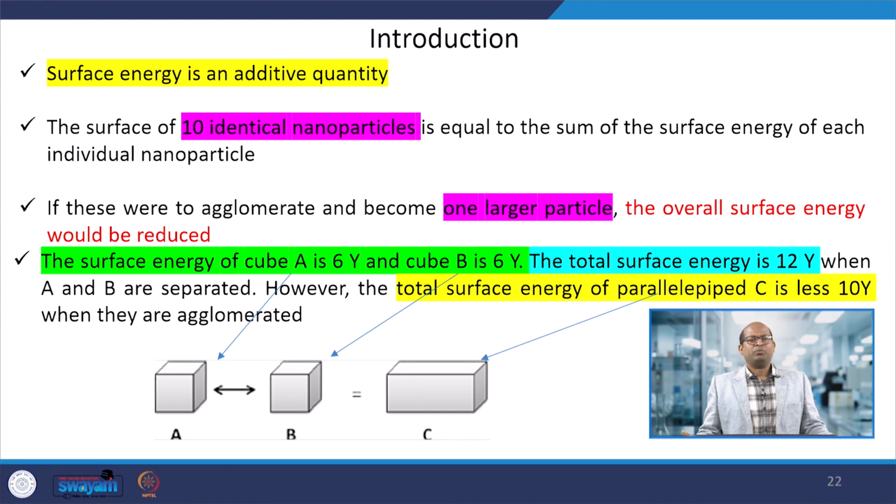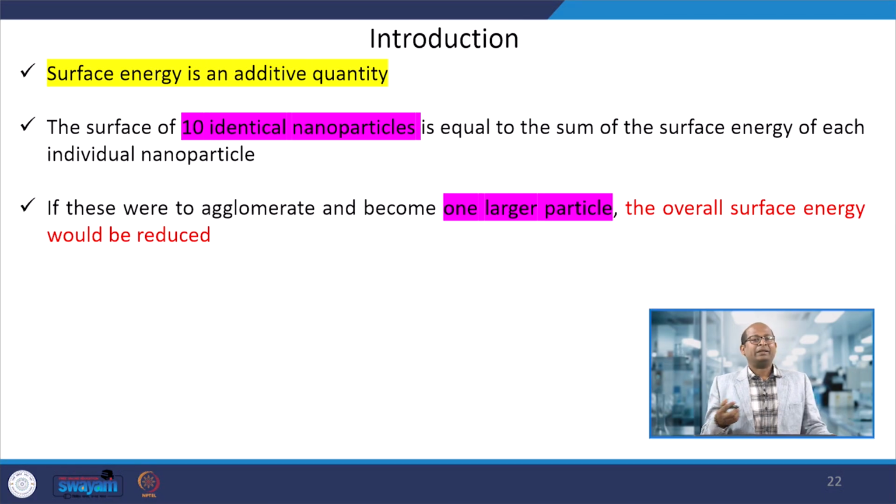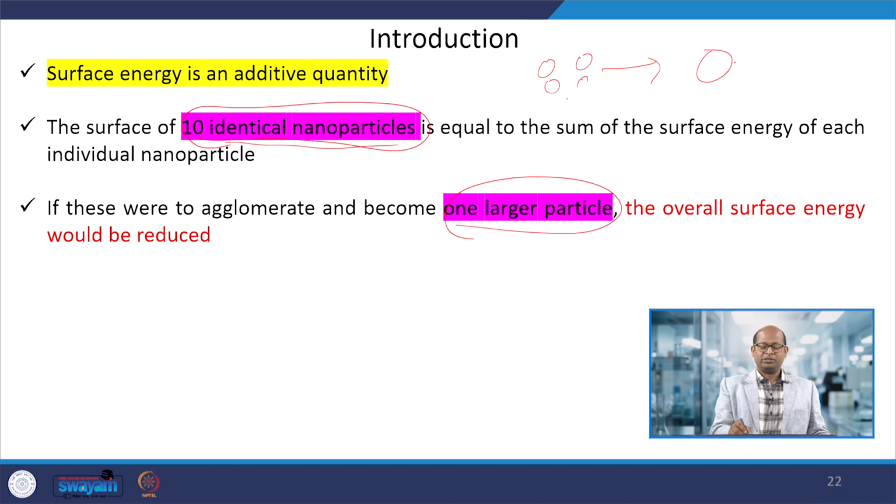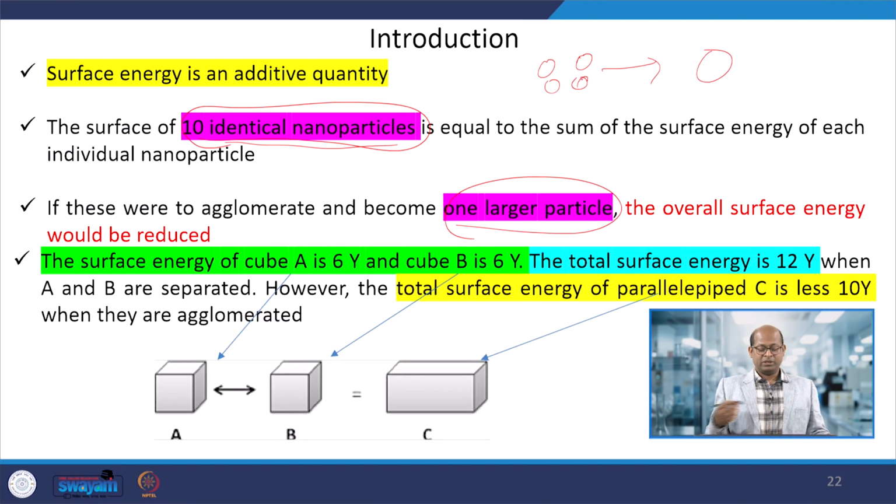Here we will show one example to get an idea about the surface energy of bulk materials and nanomaterials. Suppose we have 10 identical nanoparticles, and if we add them and make a larger particle, how would the overall surface energy change, when it remains in nano versus when it is converted into a big particle? The surface energy would be different in two materials made of the same material. Here I said surface energy is an additive property.